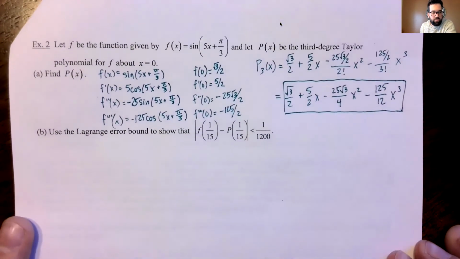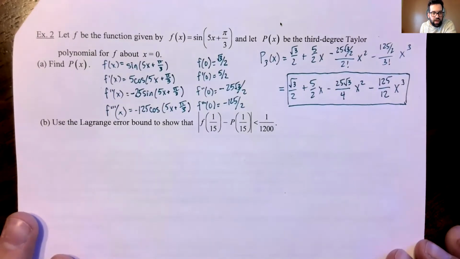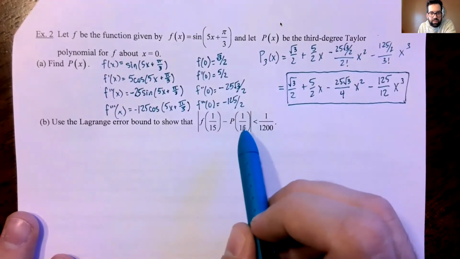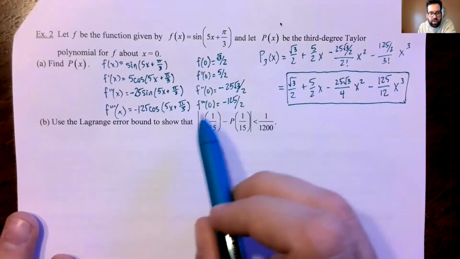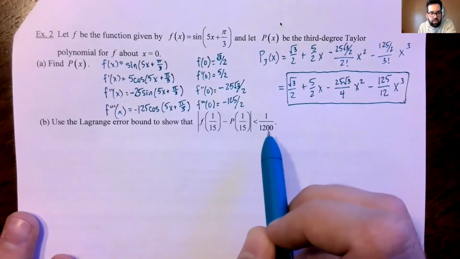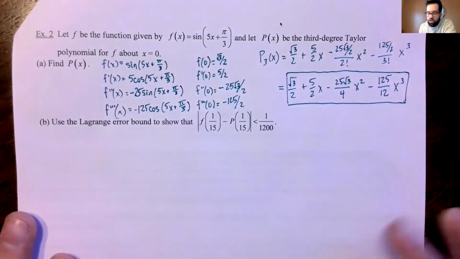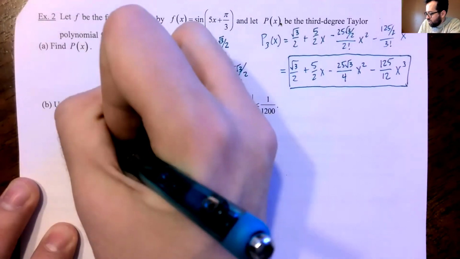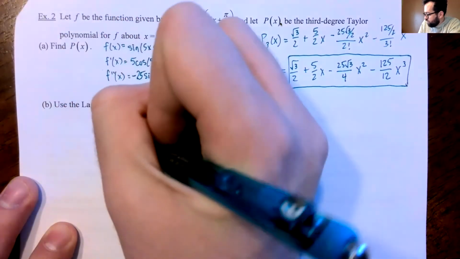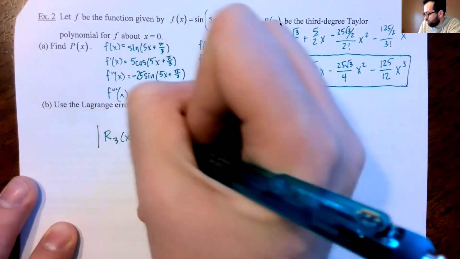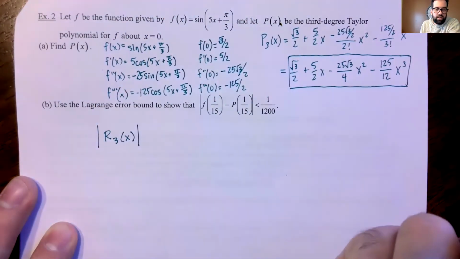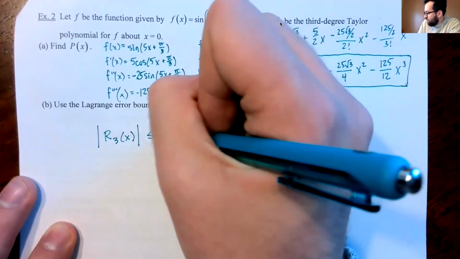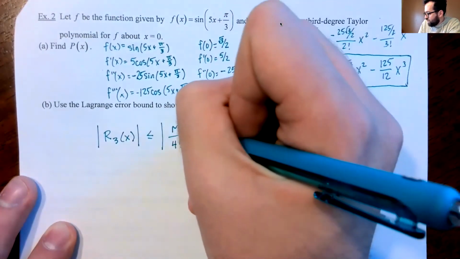And then we get to part B, use Lagrange error bound to show that when we plug in x equals 1/15 into our approximation and into the actual function, the error is smaller than 1 over 1200. So what we need to know is the absolute value of the remainder for when n is 3. It's going to have to be less than or equal to some m over 4 factorial times x to the 4th.